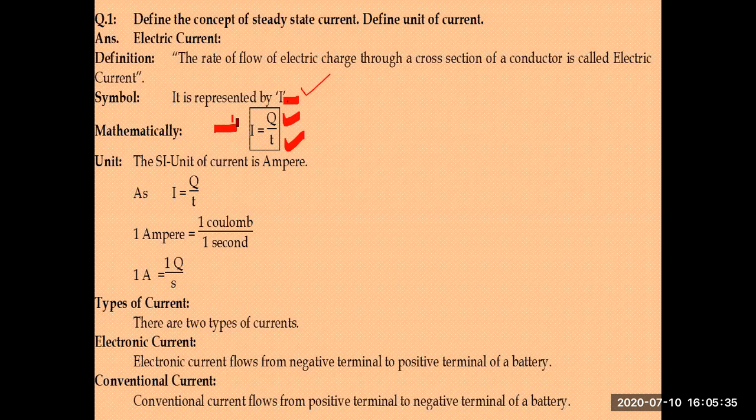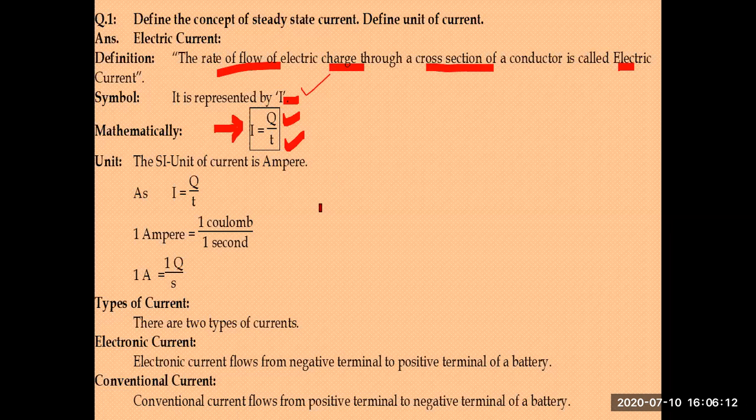So here we have defined it first, and then we are converting it into a formula to calculate the amount of current. Whenever you are asked to calculate the current through a conductor, you will be given two quantities: one is the charge, the other is the time. How much charge is flowing, and during how much time. This is basically current, the rate of flow of electric charge through a cross-sectional area of a conductor. So this is the definition, and here is the formula.